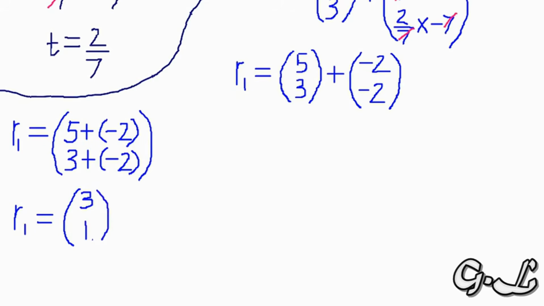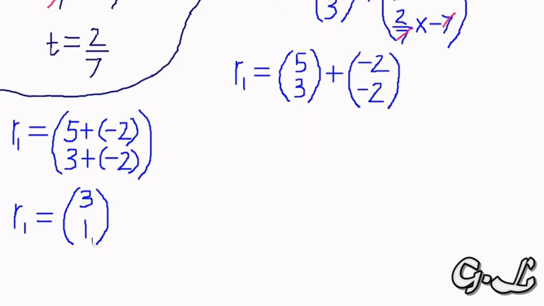And then when you consider the bottom part, we have positive times negative, which is going to give you negative, and we're going to have 3 minus 2, and 3 minus 2 is going to give you 1. So we have now found the position vector of that point, which is point R. That is the actual point, which is point R.